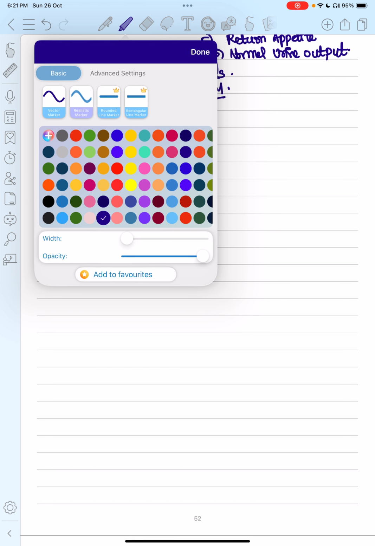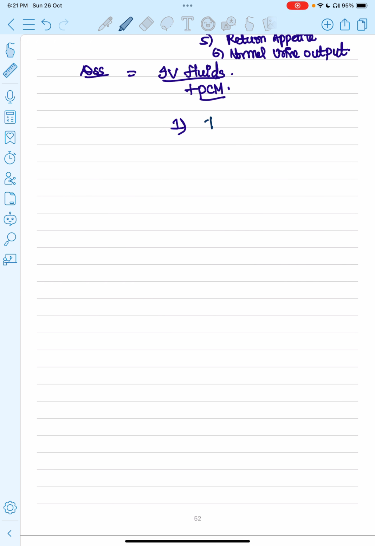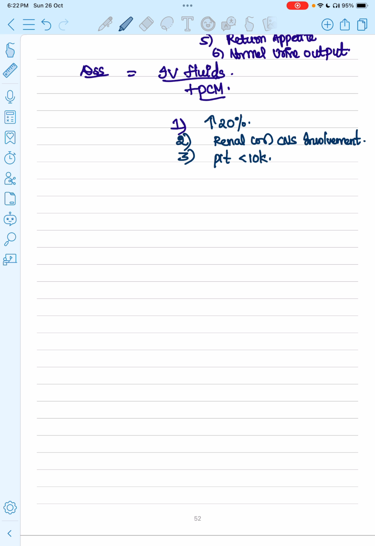Severe dengue is when hematocrit is rising more than 20%. Renal or CNS involvement. Platelet count less than 10,000. Shock signs. These all come under severe dengue. Anyway, the treatment is IV fluids and the monitoring of platelets.